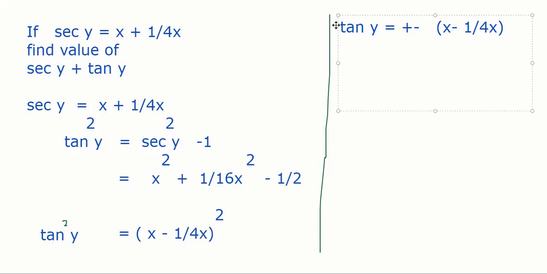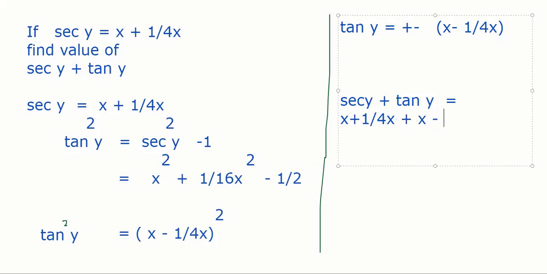Now if we need sec y plus tan y, one time you add both, one time you subtract both. So take plus here: x plus 1 upon 4x, bracket close, then minus, bracket x minus 1 upon 4x, bracket close. Plus equals to 1 upon 2x. Sorry, plus equals x plus x, which is nothing but 2x.